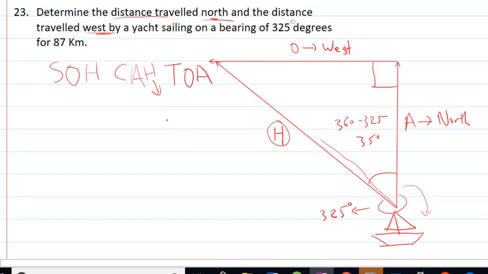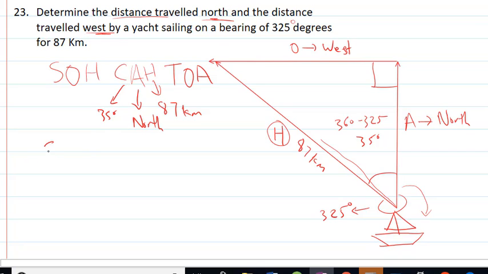So we know the hypotenuse, which is 87 kilometers, as stated. And we do not know x or whatever it is, we'll just call it the adjacent. We do not know what is north. But do we know the angle? Yes, we know the angle is 35. So from that information, we can create one equation to solve for the distance it went north.